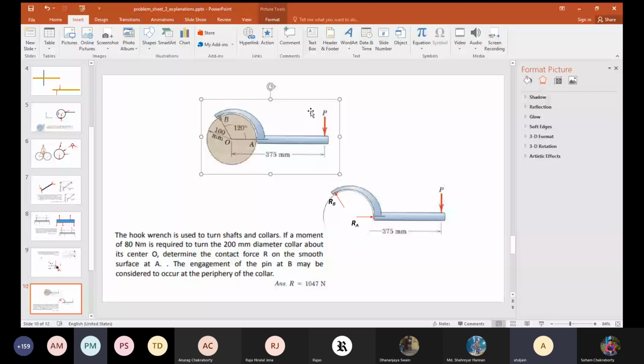Moment is 80, right? Moment is 80 Newton meter. For that, you have to draw the free body diagram. So this moment is due to only P? Yes, only due to P. Due to P, there is a reaction at RA, a reaction at RB, and a moment.